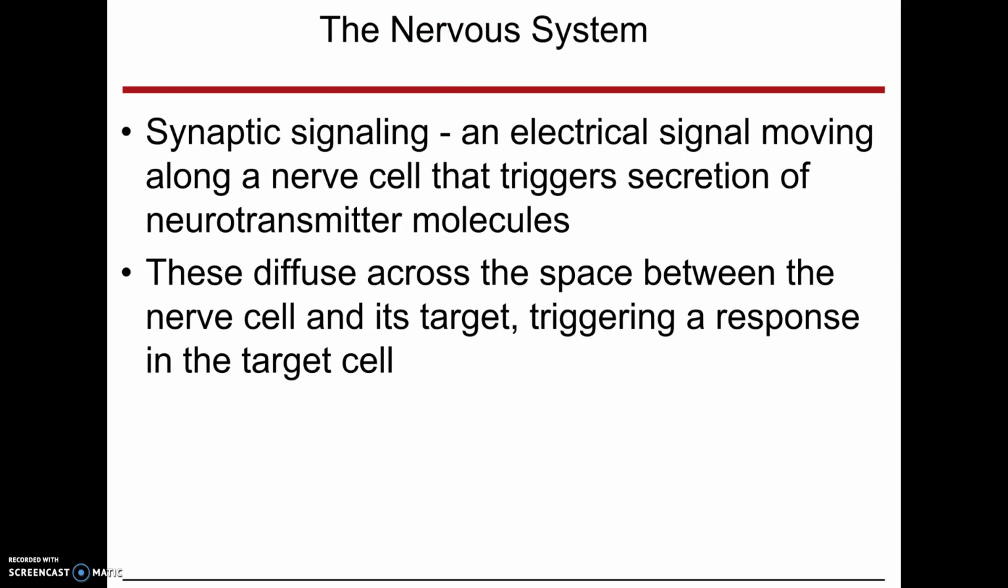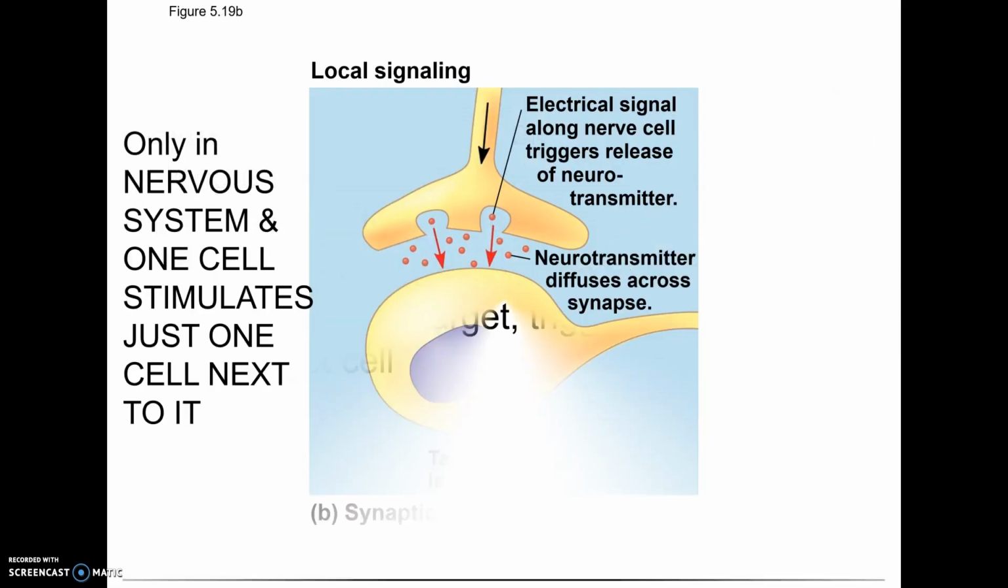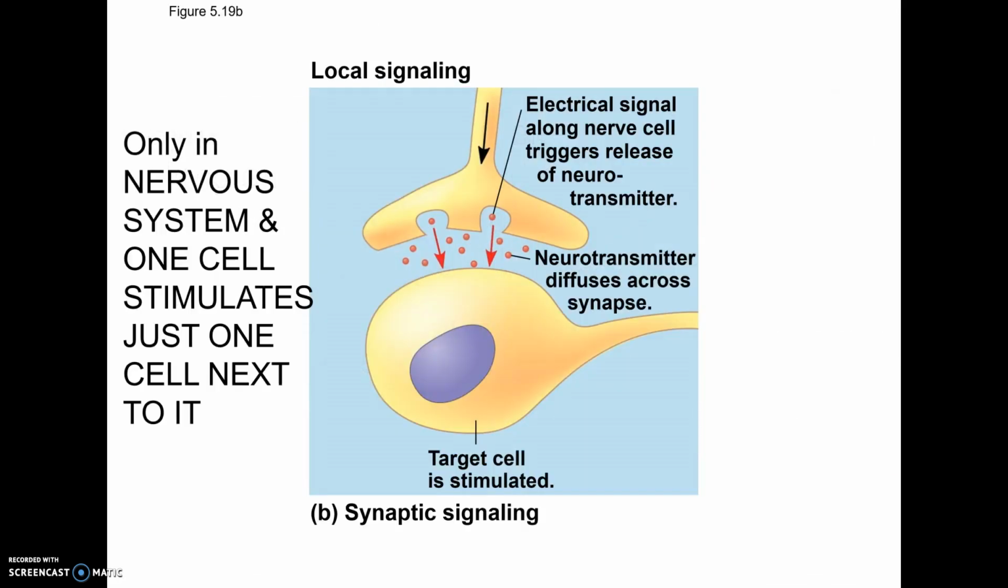It's kind of creepy. So all right, here's a picture of synaptic signaling. So nervous system, and a signal gets to the end of a neuron. It sends out a chemical that stimulates the next neuron. So that's what it looks like.